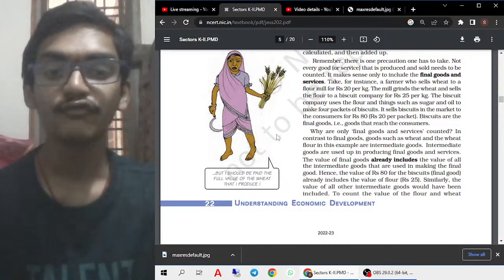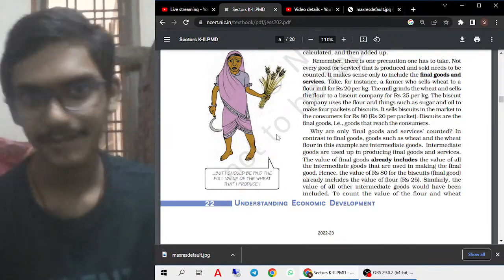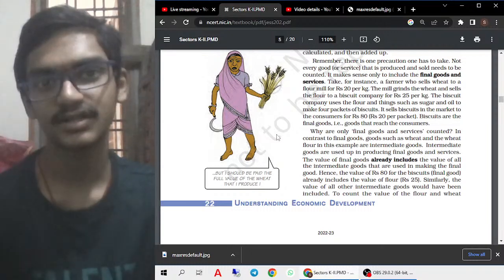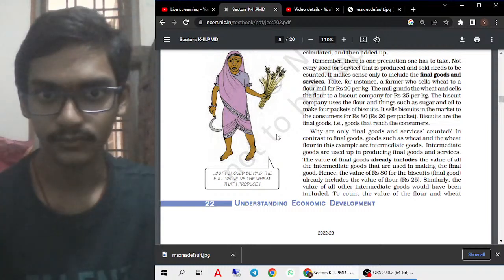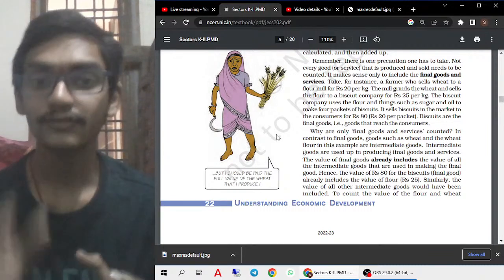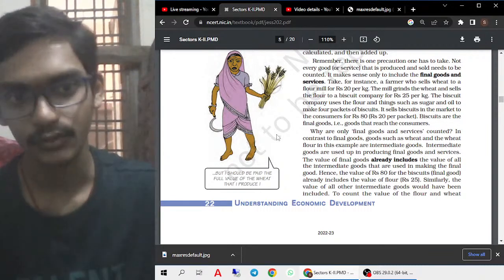Final goods are nothing but the final product which you actually get, and the value of the final goods is mainly considered to find the value of the product. In order to find the actual value of the product, we consider only the final goods. Okay.